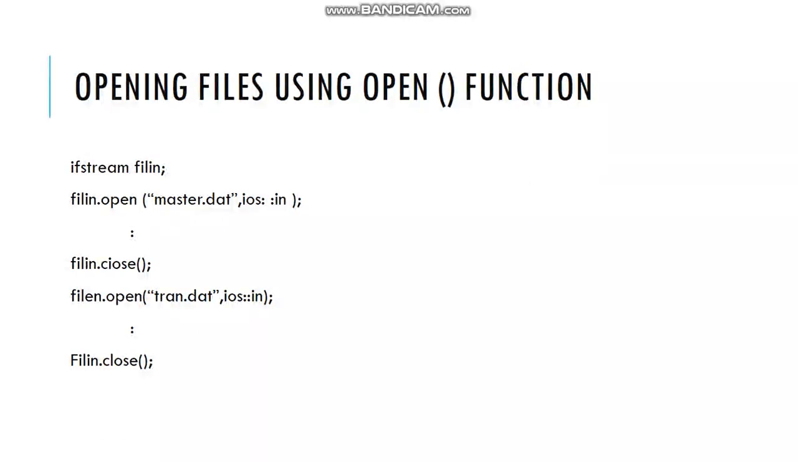So the code lets us handle the reading of two files successively. Note that the first file is closed before we open the new file. It is necessary because the stream can be connected to only one file at a time.